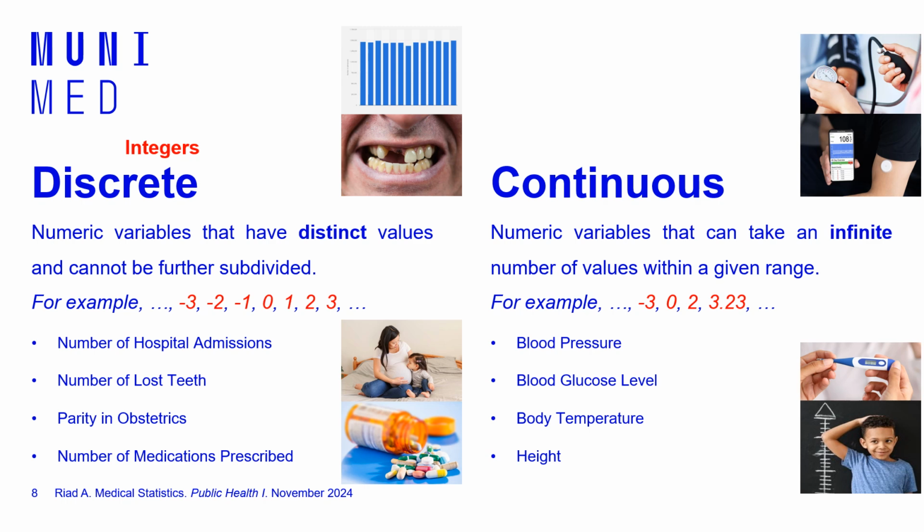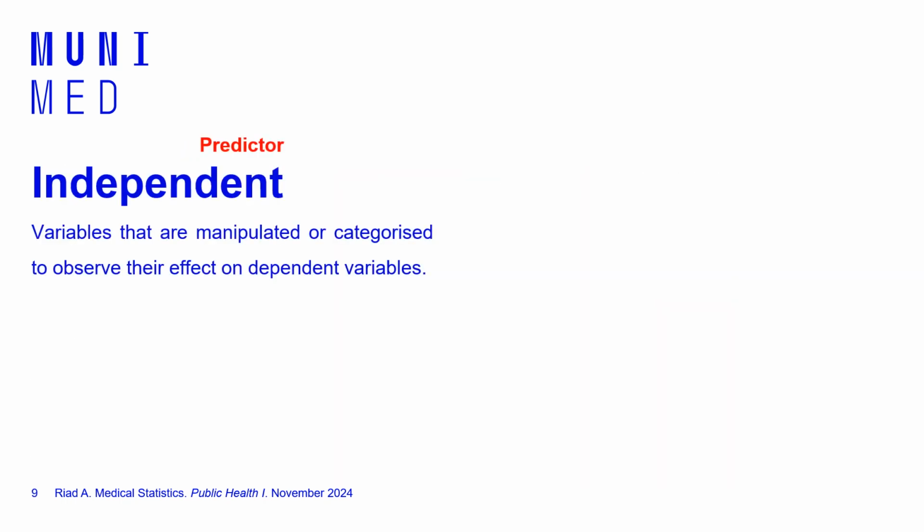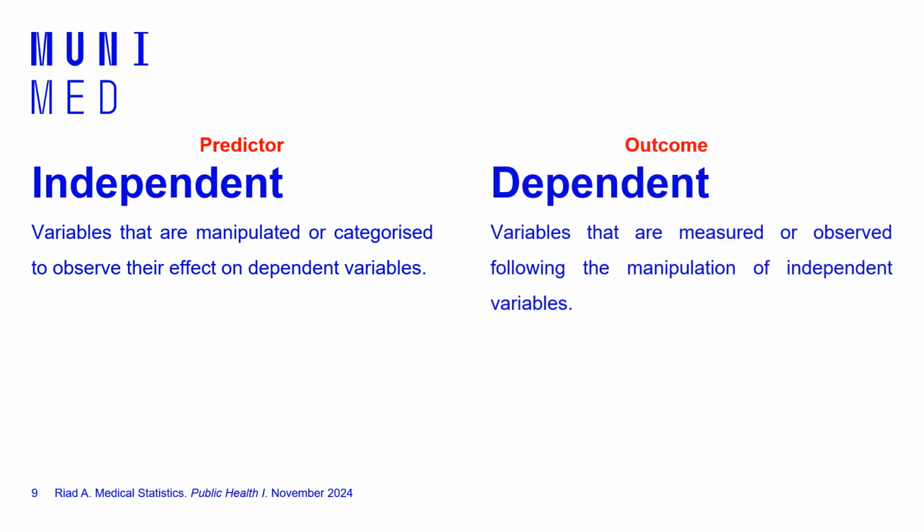So both discrete and continuous variables are subtypes of numerical variables, and both the interval and ratio variables can be described with discrete or continuous numbers. Then we have other dichotomy to describe variables, which is independent or predictor variables and dependent or outcome variables. Independent variables are the variables that are manipulated or categorized to observe their effect on dependent variables. So those are the characteristics that will influence the others or will lead to the others.